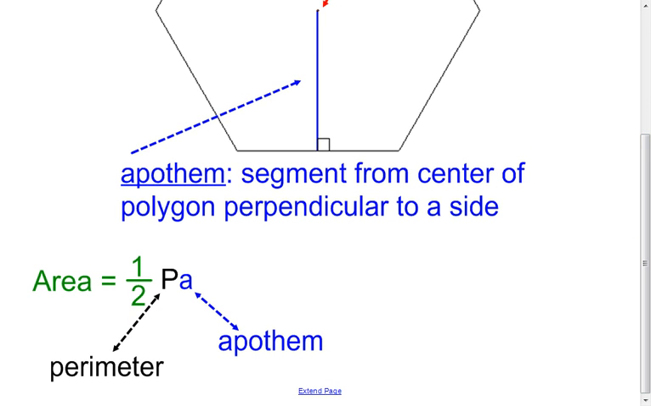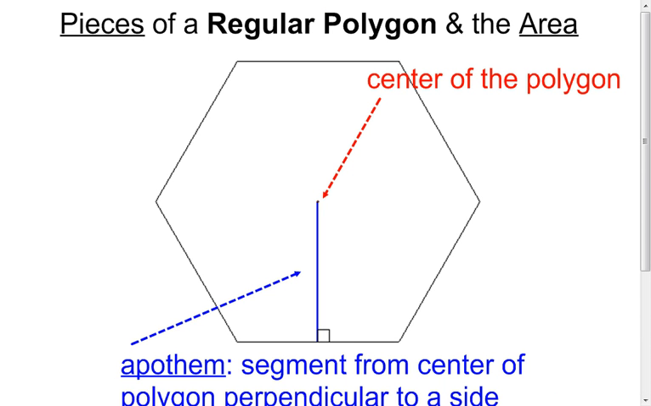So the area of a regular polygon is going to be 1/2 times the perimeter times the apothem. And if you want, you can do 1/2 times a times p. That's how I usually think of it, but it doesn't really matter which way you look at it. And that's going to conclude my lesson portion on areas of regular polygons.